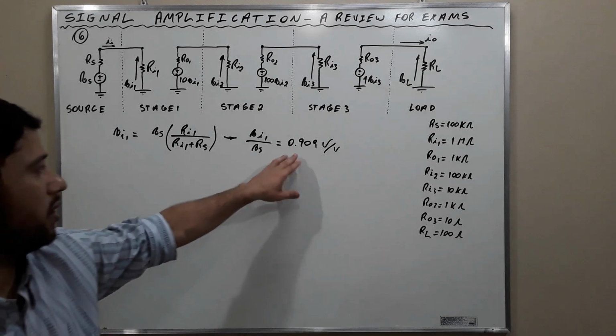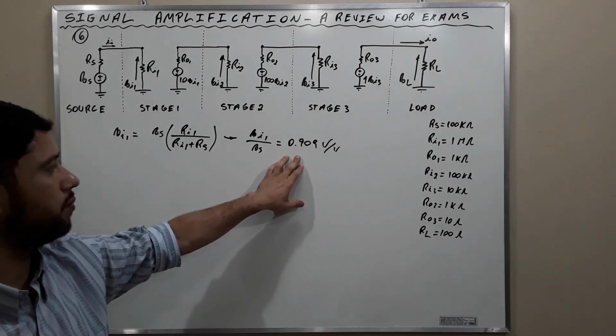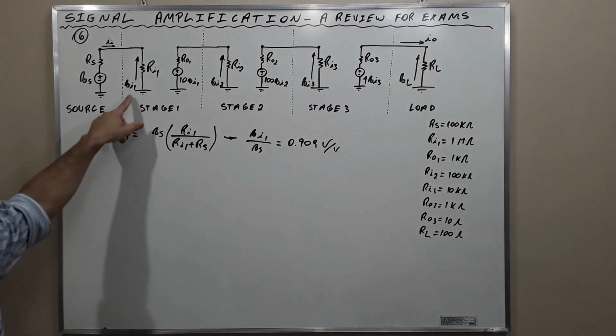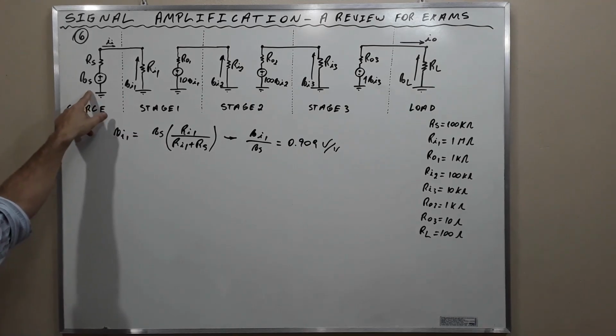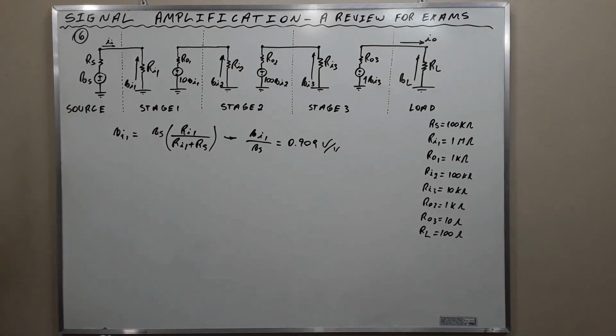This is actually an attenuation rather than an amplification. We observe that VI1 is actually smaller than Vs. This is the contrary of what we want. We want amplification rather than attenuation. Let's see the other gains and have conclusions about attenuation and amplification.